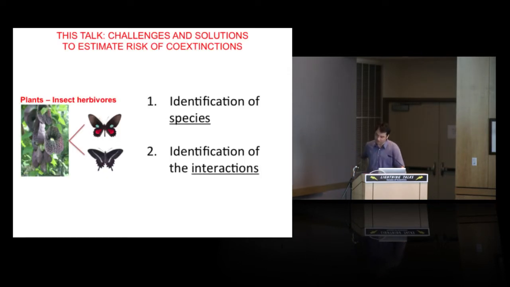So today, I will talk about two challenges and solutions for estimating the risk of coextinctions, using plant-herbivore interactions as an example. First, how to identify the species interacting, and second, how to identify the interactions between those species.